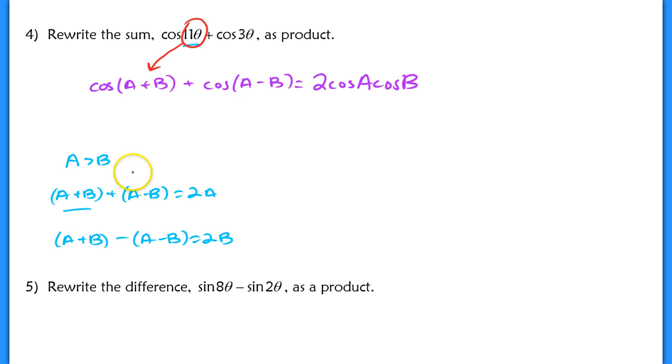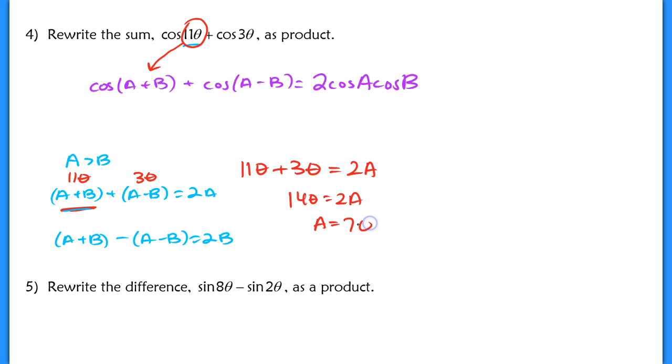So really, I have 11 theta plus 3 theta. That should give me 2A. Again, 11 theta is the whole A plus B, and 3 theta is your whole A minus B value. Okay, so I get 14 theta equals 2A, which means A is equal to 7 theta.